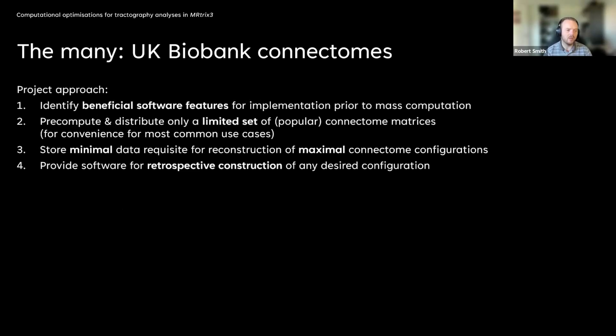So here's the general approach that we came up with. One was that before we actually hit the go button on doing 45,000 reconstructions, we wanted to identify potential software features that would be beneficial to that, and implement those ahead of time and make use of them. We wanted to save space, so we would only pre-generate and distribute a very limited number of connectome matrices, just of the most common ones that people use, but then provide the data and the tools so that if people had a preference for some other configuration, they could reconstruct that after the fact.